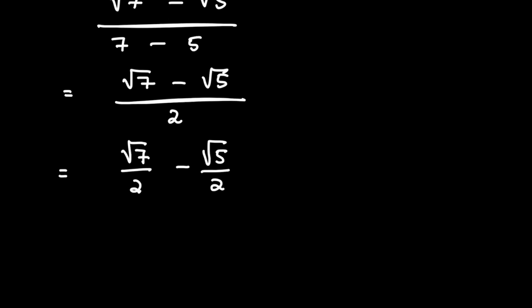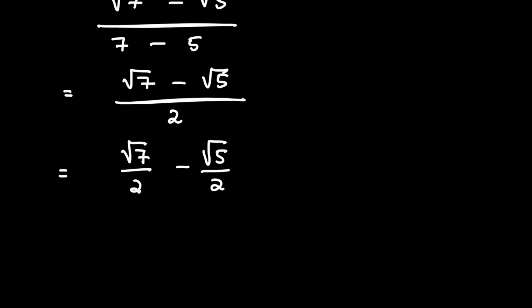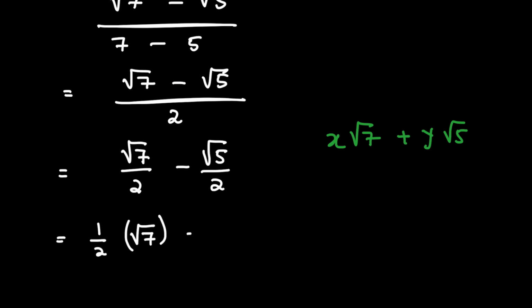So if we express this in the form such that we've got x times the square root of 7 plus y times the square root of 5, how do we do that? What we're going to do is factor out 1 over 2. Then we've got our square root of 7 over here. Obviously this is supposed to be a plus. Then here also we're going to factor out minus 1 over 2. Then there is our square root of 5.